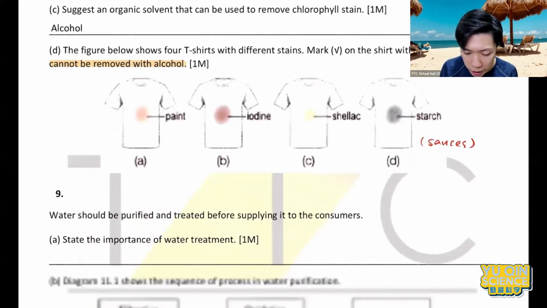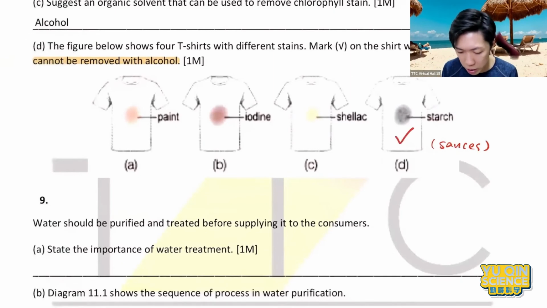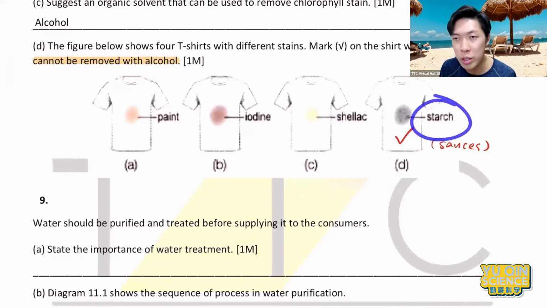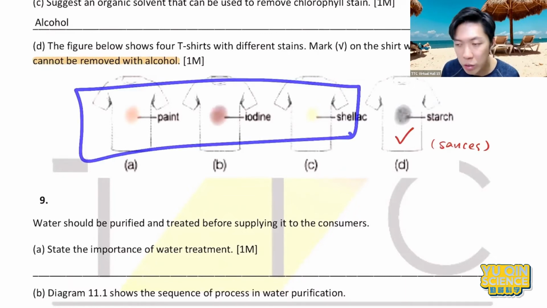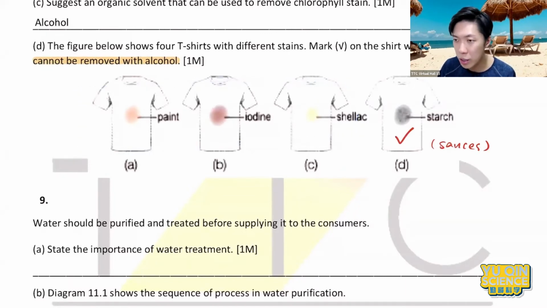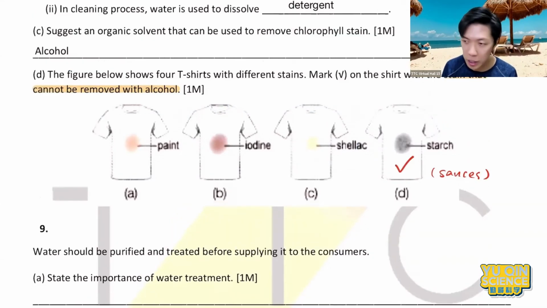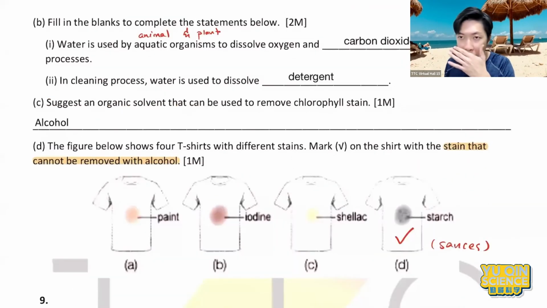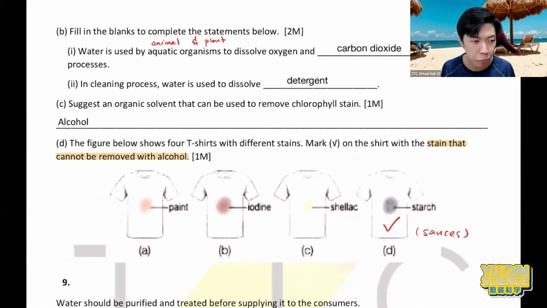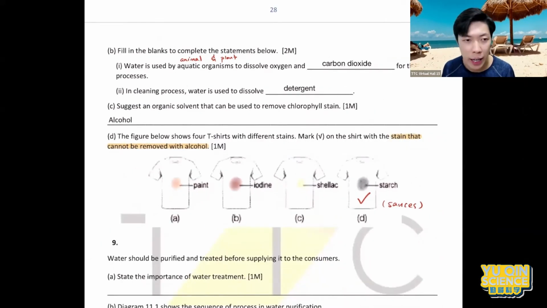So alcohol cannot remove starch. Okay? Yeah, so starch you need to use soap or whatever you wash your clothes with. But for the others, using soap cannot work. You need alcohol to help. Okay? Hey, there you go. Okay, out of order, no problem. Good. Cool. Let's move on to the next question, shall we?